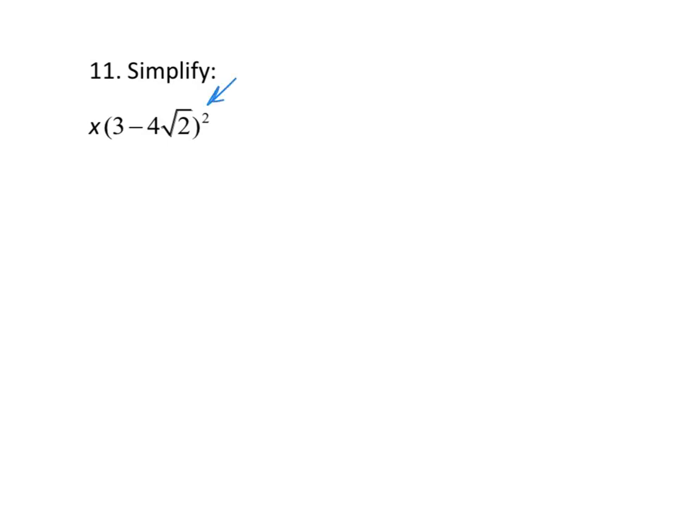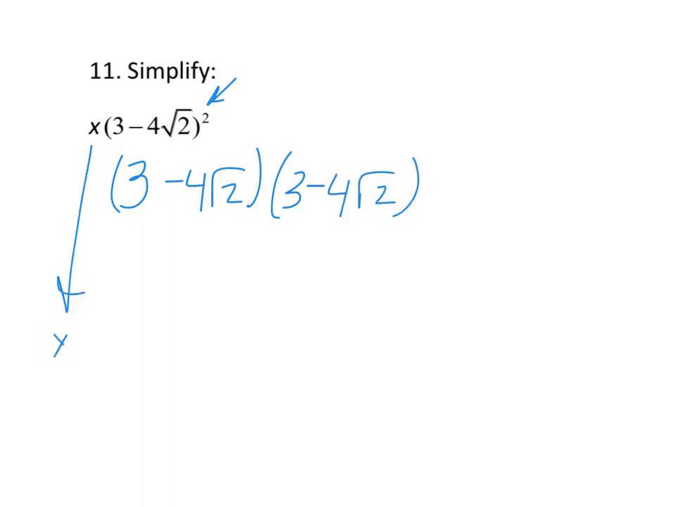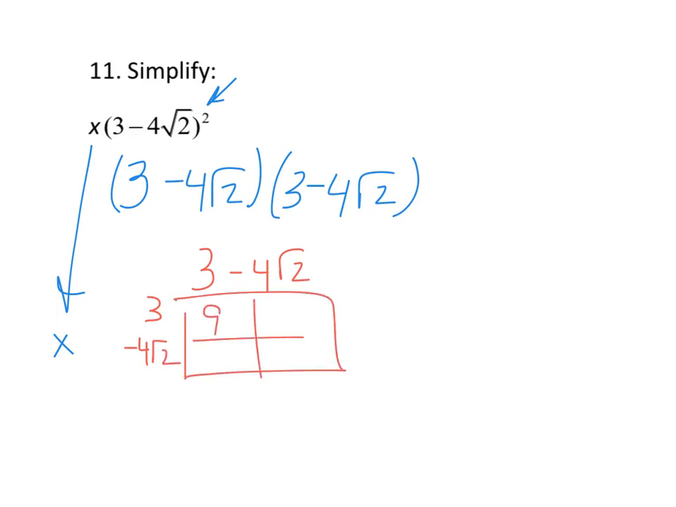This question is asking you to multiply this x in, but the problem is that you have this squared. So what you need to do is write this out twice, and then box method it. And then we'll worry about the x later on. So I'm going to have 3 minus 4 rad 2, and then 3 minus 4 rad 2. Box methoding that, we get 9 minus 12 rad 2, minus 12 rad 2, and then 16 rad 4.